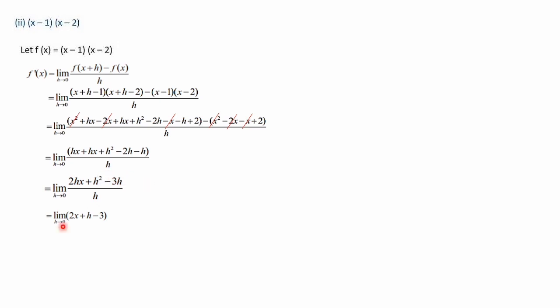Then you can substitute h is equal to 0. That means here 2x plus this h will be 0. 2x plus 0 minus 3. So 2x minus 3 is the answer, the derivative.